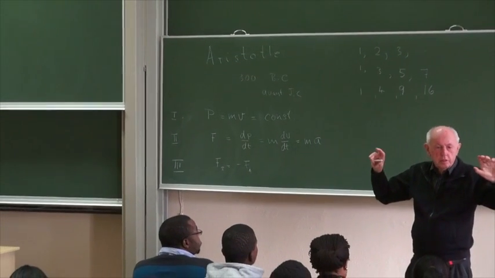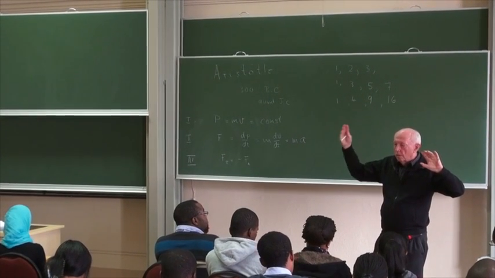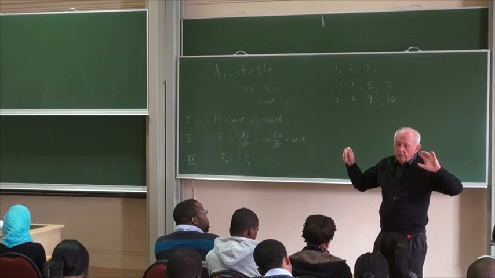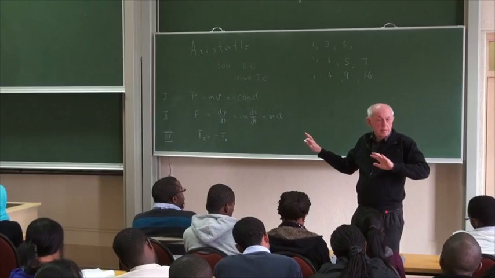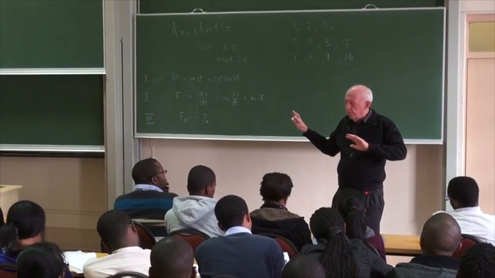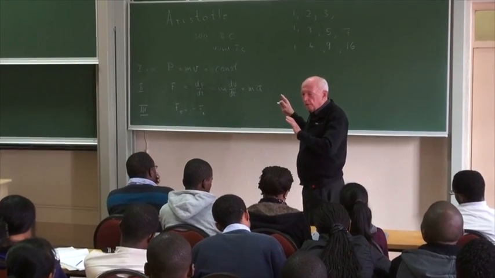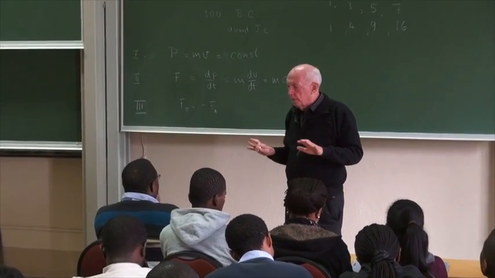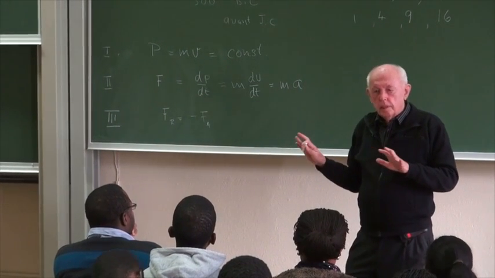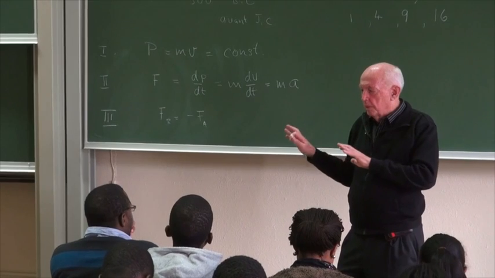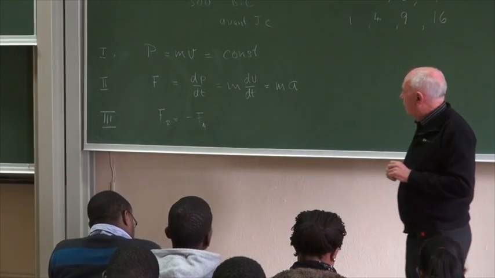This was a tremendous shift, and except for further developments which occurred mainly in the previous century, this still is a valid theory for science. It's valid for everything we will be doing in this or almost everything. Now we'll do some quantum mechanics, but this is the basis of classical mechanics.